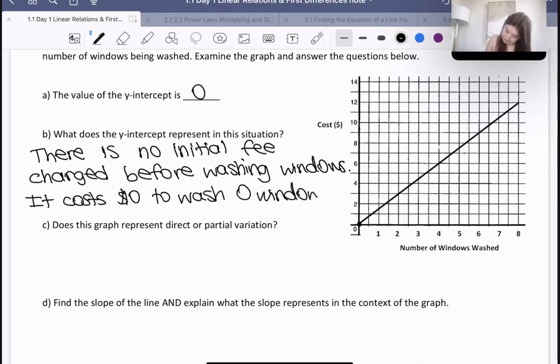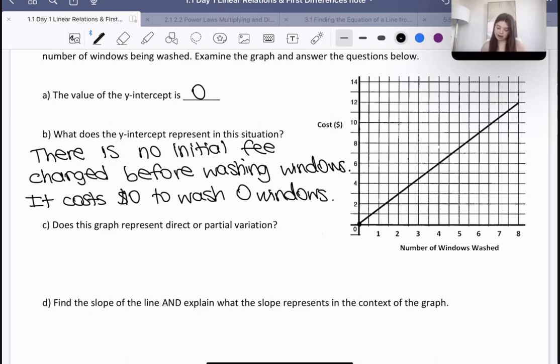This might not always be the case, right? Some companies might charge a fee just to come out and wash any number of windows, and then plus an additional fee per window they're actually washing. But this company doesn't do that. As long as you are getting at least one window washed, you are good to go.